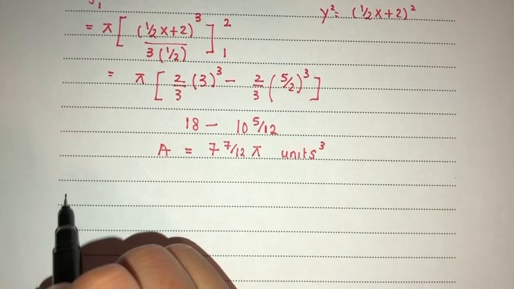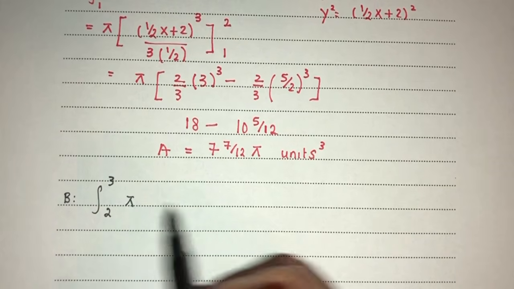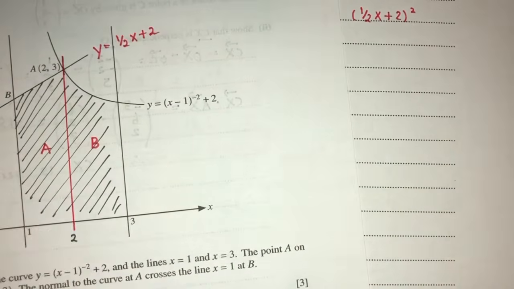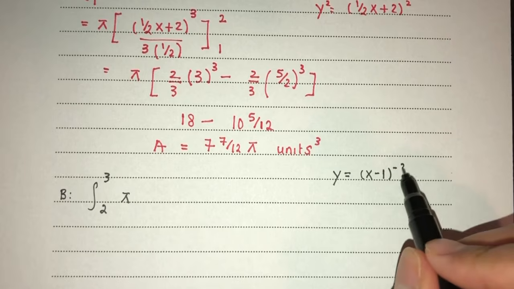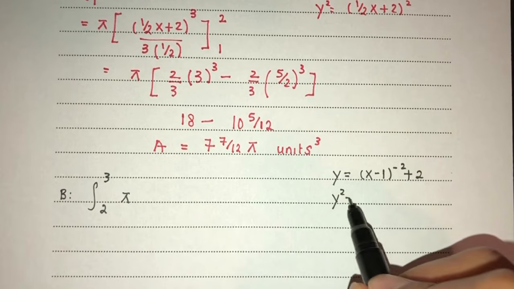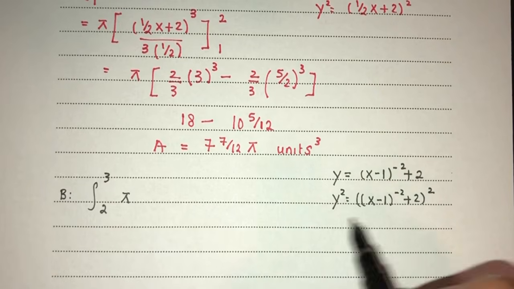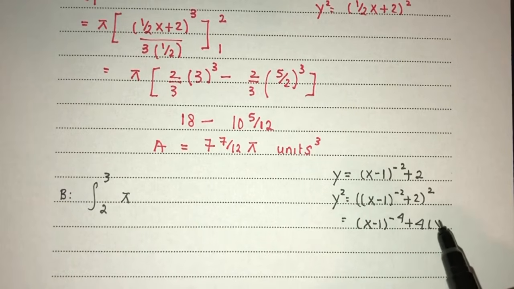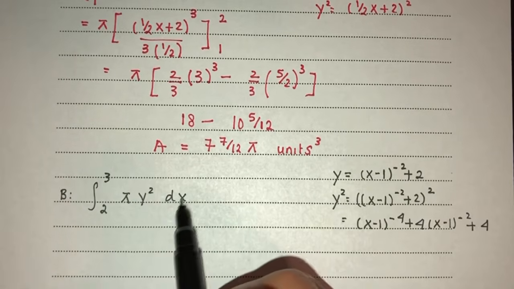For B, we use the same formula, but the y will change this time, between the limits of 3 to 2. y squared, because y has been given to you for the curve for B is this one, which is x minus 1 power minus 2 plus 2. So y squared will be x minus 1 to the power minus 2, squared. We have to simplify. You will have x minus 1 power minus 4, plus 4 x minus 1 power minus 2, plus 4. Replace y squared by this. We have this over here, right? That will be dx.